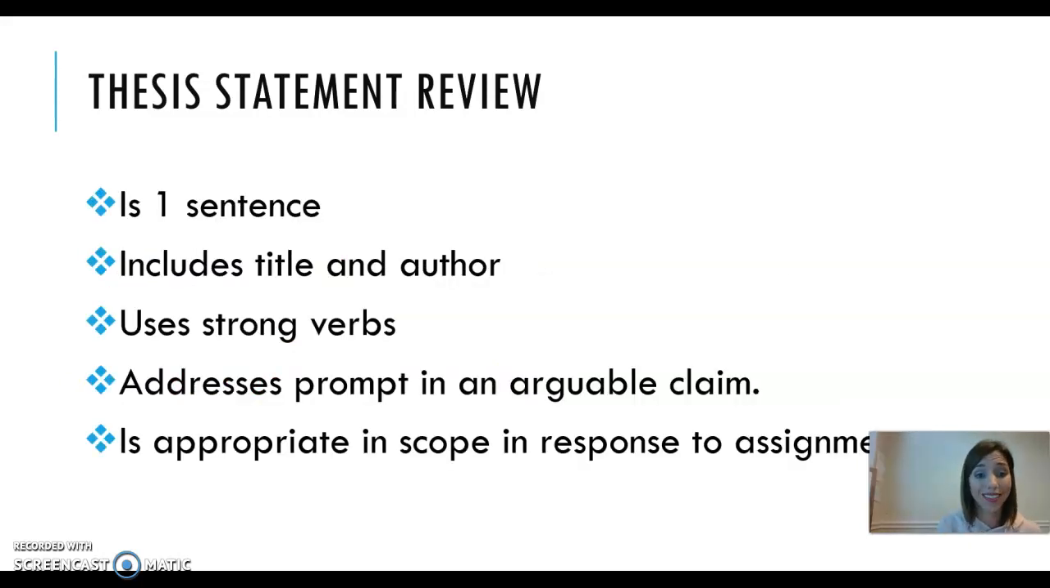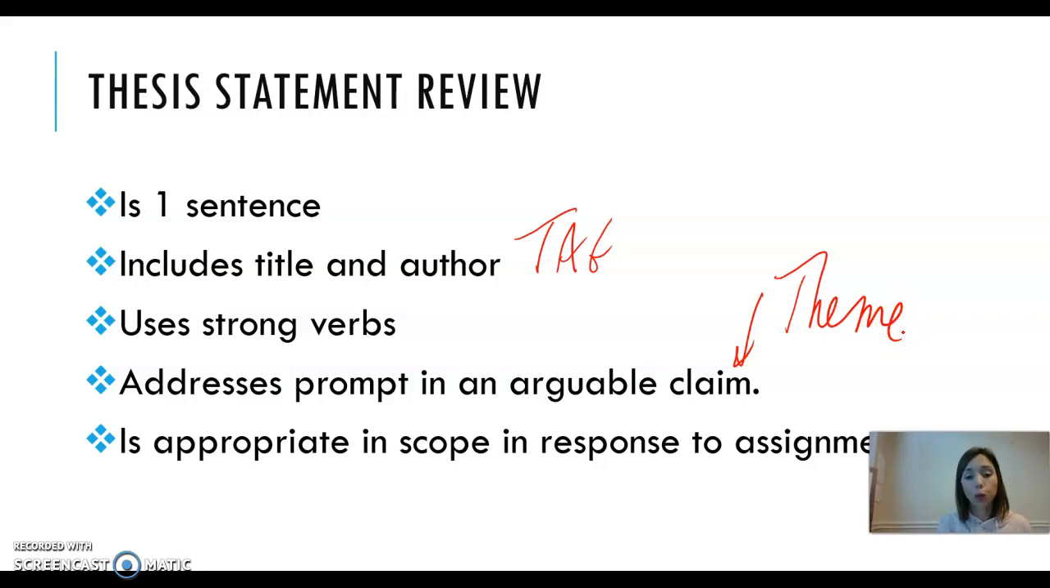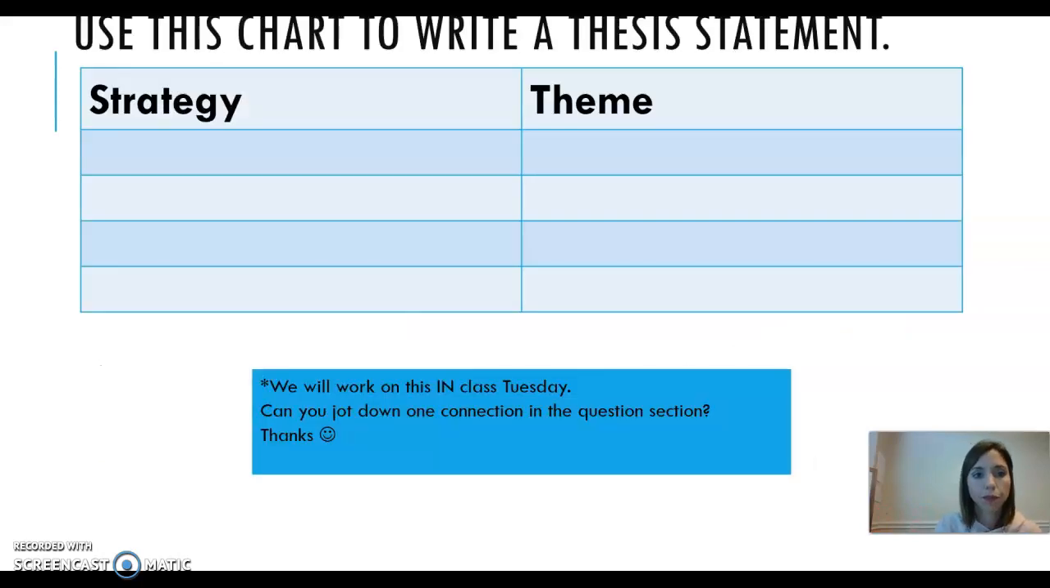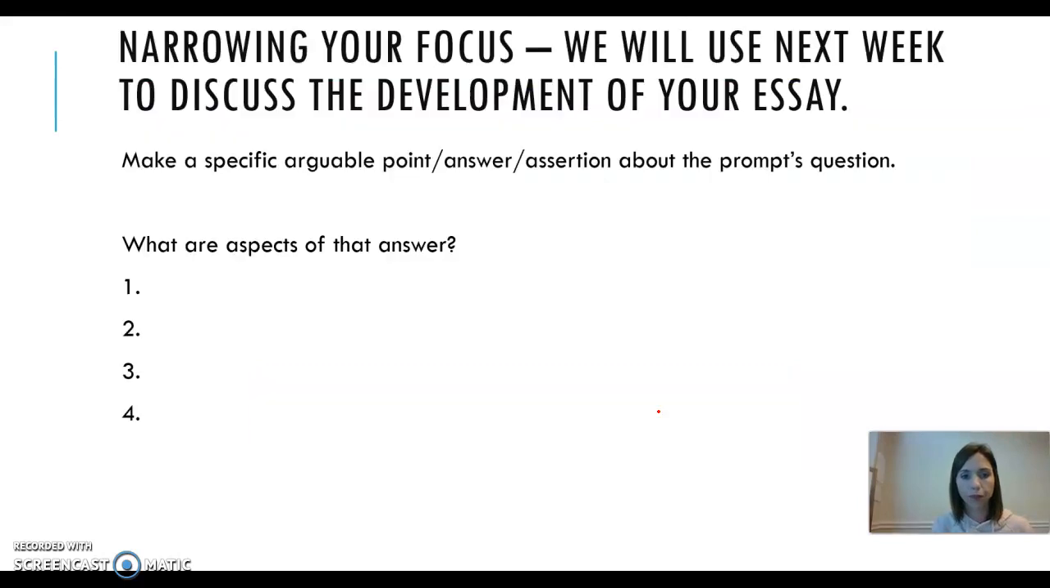Thesis statement is one sentence, has the title, author, genre, remember tag, uses strong verbs. We just went over some of those. Is an arguable claim. That is your theme. And it's appropriate in scope to the assignment. It signifies how much or how little you're going to talk about in your essay. We are going to do this in class on Tuesday, but I'm going to pause this in the Edpuzzle so you can jot down one connection that you see so far.